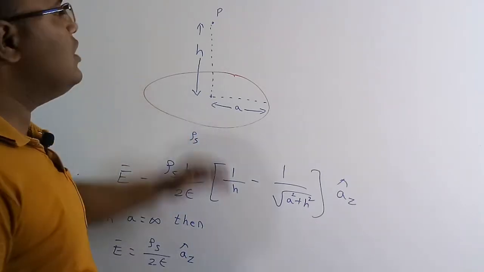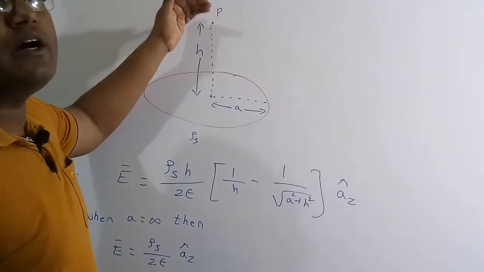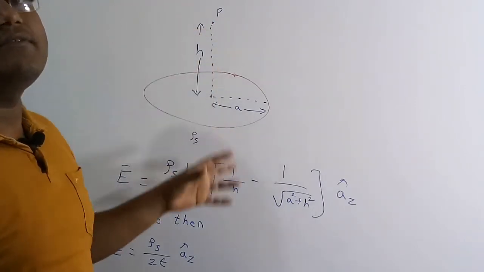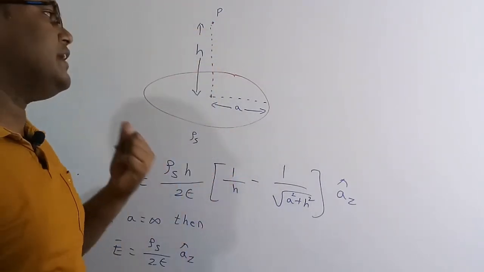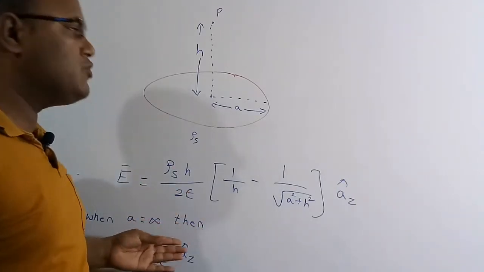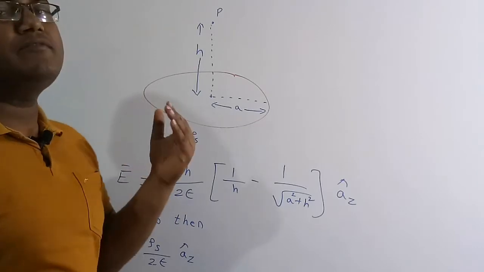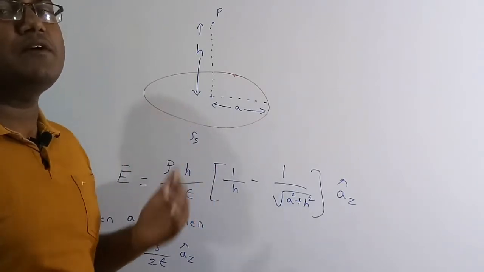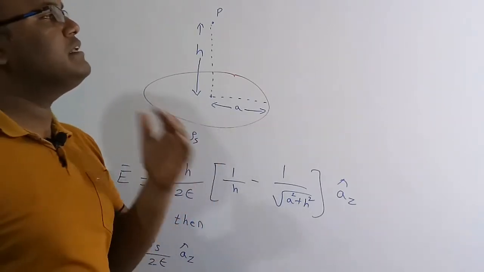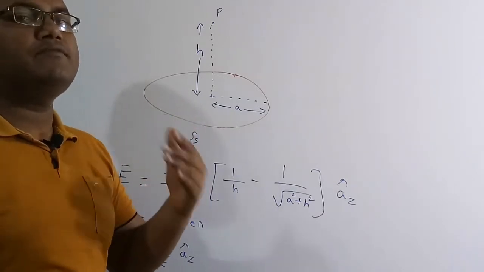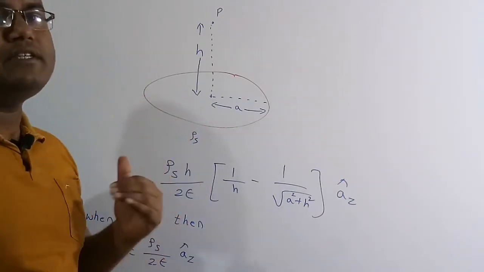So we can say that no matter what position you are at from the center, the electric field intensity will always be the same. That is the reason whenever you consider an infinite area sheet, the electric field is independent of the distance from the center of the disk. No matter where you are, the net electric field experienced by that point is always the same.